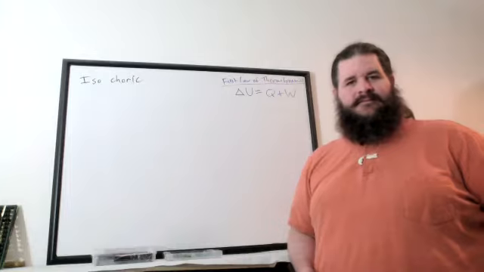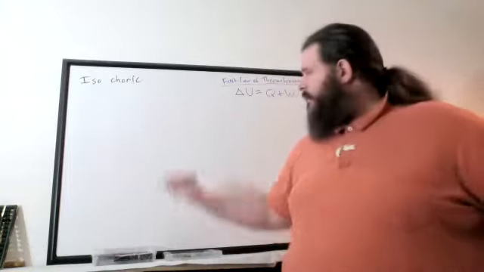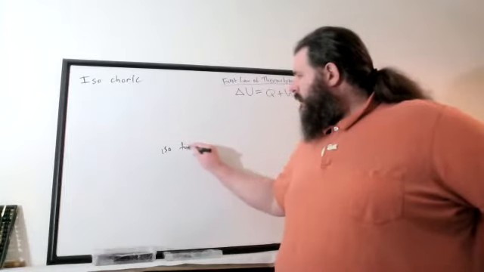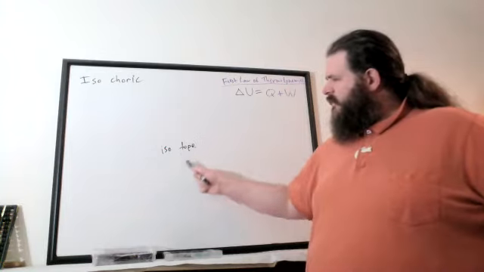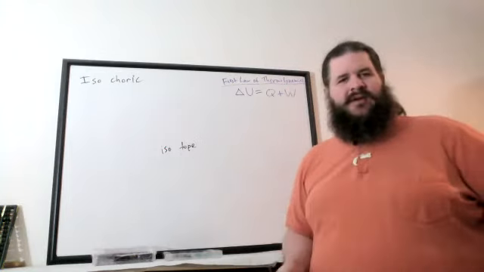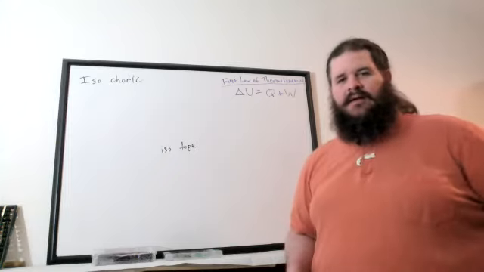Iso means constant, right? Yeah, constant or same or equal. Yeah, isotope. I forget exactly what tope means, but iso in isotope just means the same type, or different variations on the same type of element.